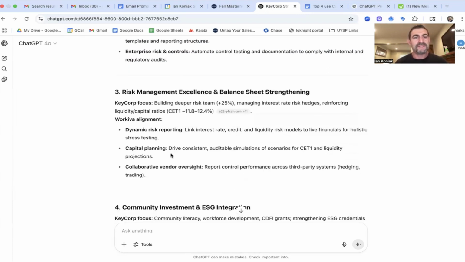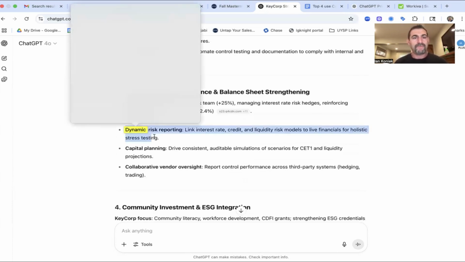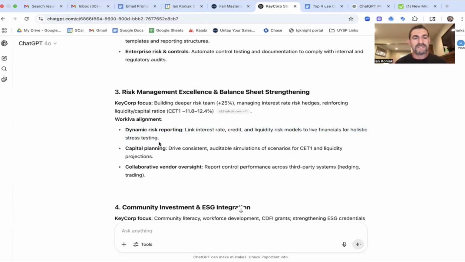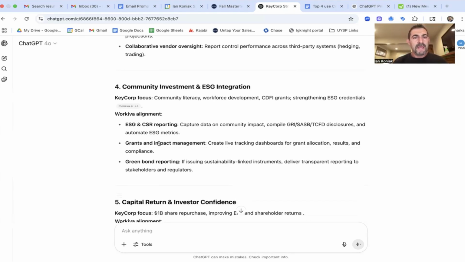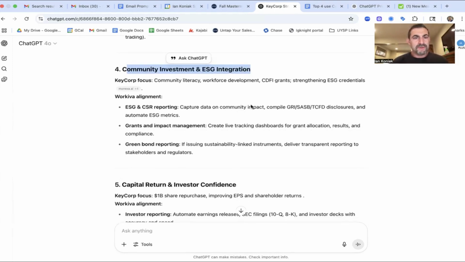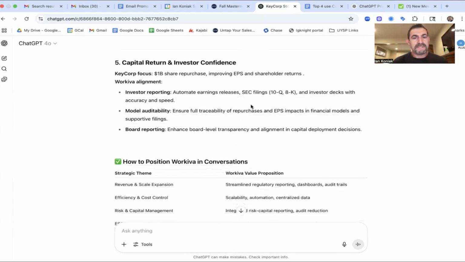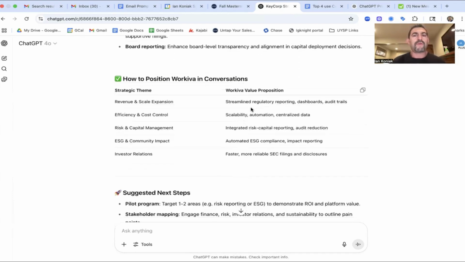So it walks through each of these goals, risk management excellence. Here's the reporting for dynamic risk reporting. So it walks through all these key things. I don't need to go through all this. I think you get the point, but I'm not a Workiva rep. I'm not a KeyCorp rep. What's important is that you know the areas that you can align to as a seller and how you can help these companies with their top initiatives. It walks through ESG, community investment, capital return, and then it comes up with this direct alignment.